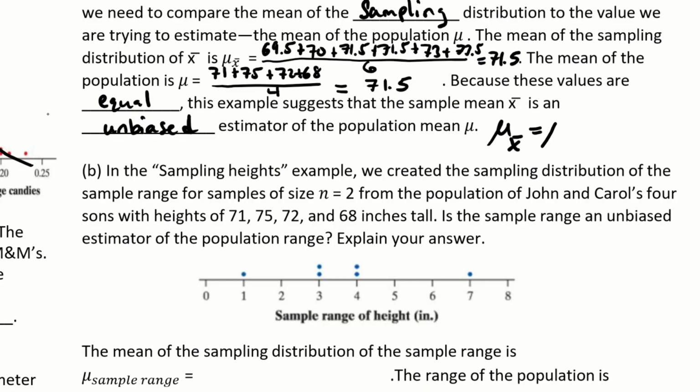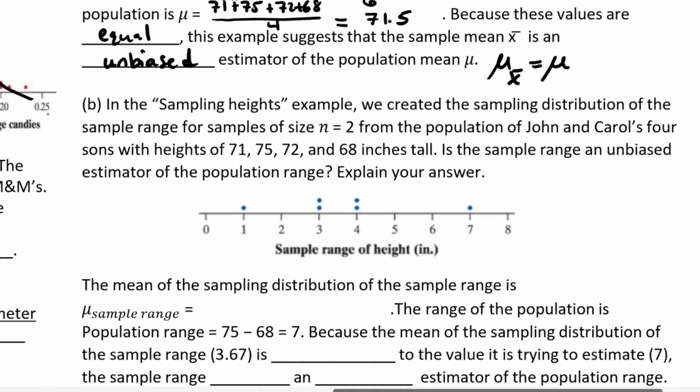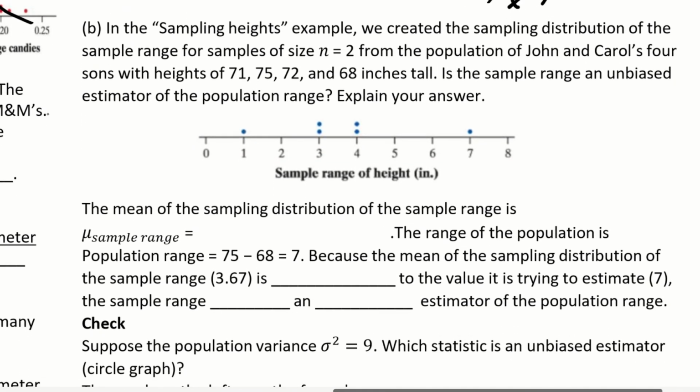Okay, so in the sampling heights example, going back to the example, we did a size n equals 2, right? We did the 4 sons, all that stuff. And we did the sample range. I believe in part B, we did sample range. So this is the graph that we had for the sample range. Is the sample range an unbiased estimator?